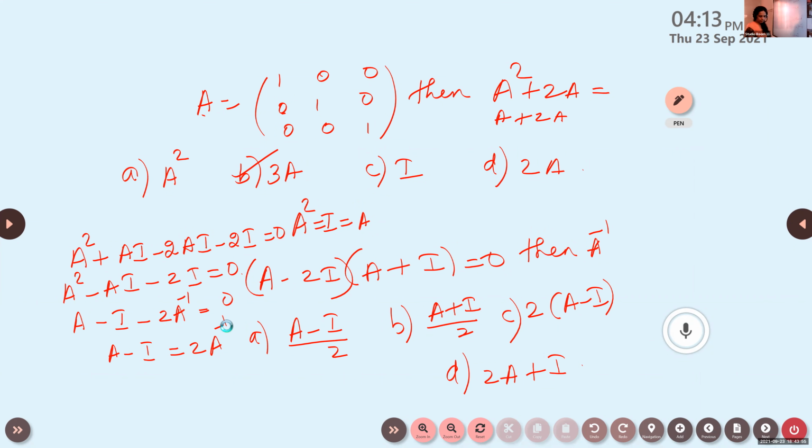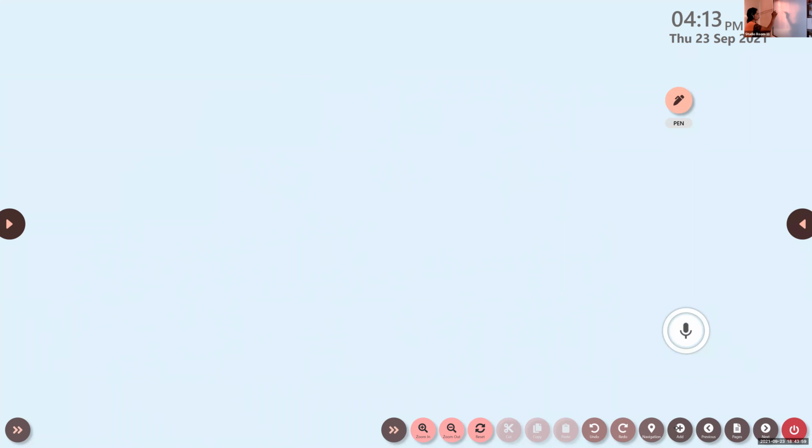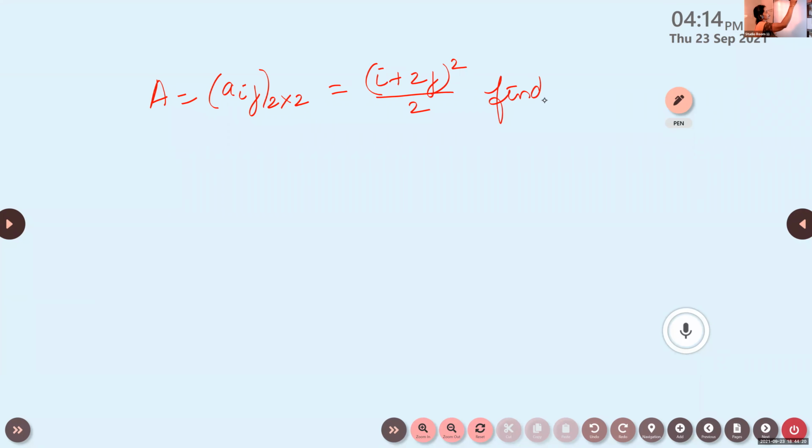Write the next one. Capital A is equal to matrix Aij, 2 by 2, where Aij is equal to (I plus 2j) the whole square by 2. Find capital A.